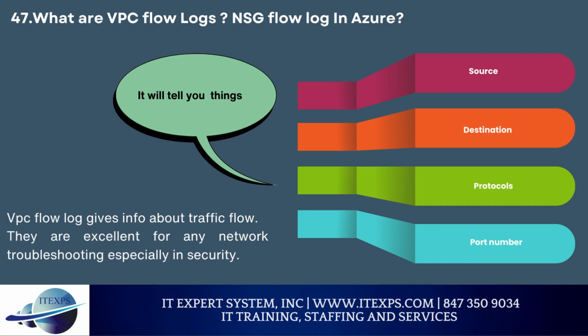VPC flow log gives info about traffic flow. They are excellent for any network troubleshooting, especially in security. It will tell you below things. Source. Destination. Protocols. Port number. Something accepted by ACL but rejected by security group. If this traffic was supposed to be a web app hosted in a VM and you want to know why it got rejected by SG, check the VPC flow logs.